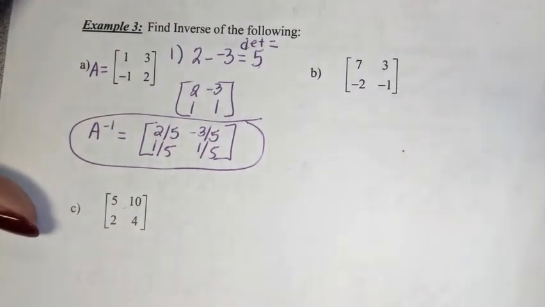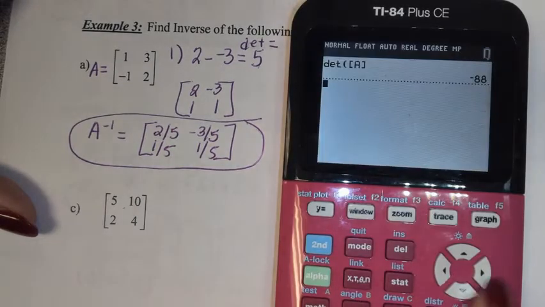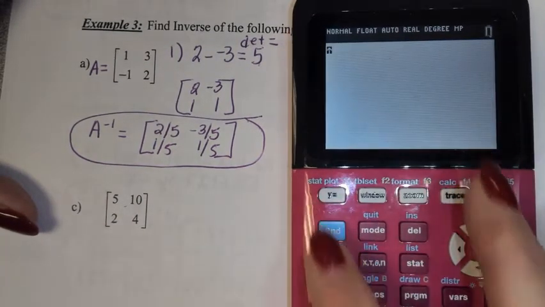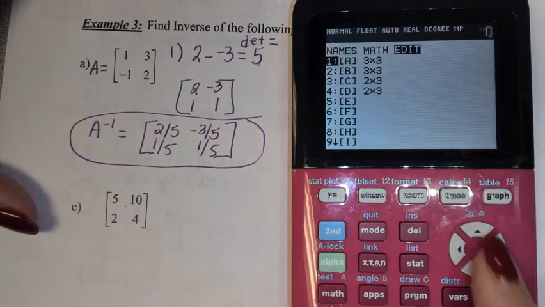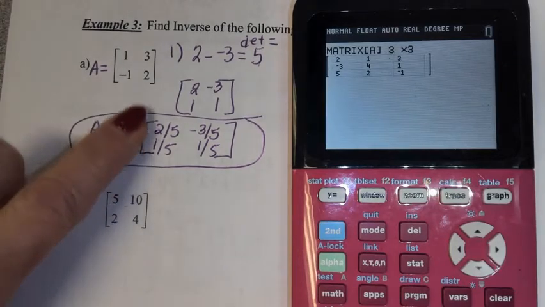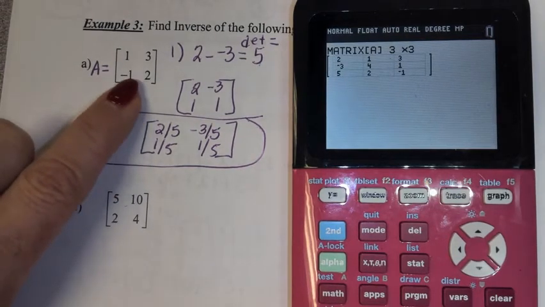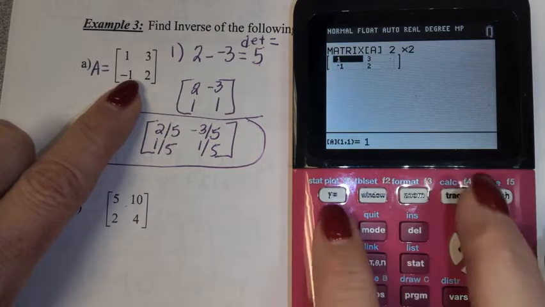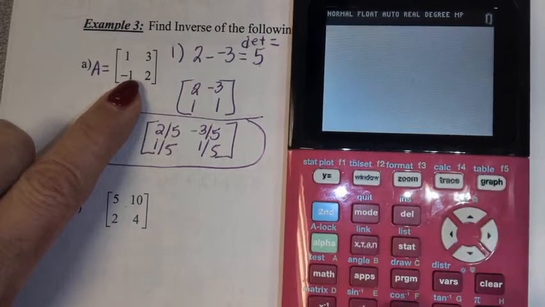All right, let's look at another one. Well, actually, let's check it on the calculator first. So we're going to go to our matrix, and I'm going to go over to edit. The original one is a 2x2 matrix. We're trying to find the inverse of that original matrix. Put in those entries.